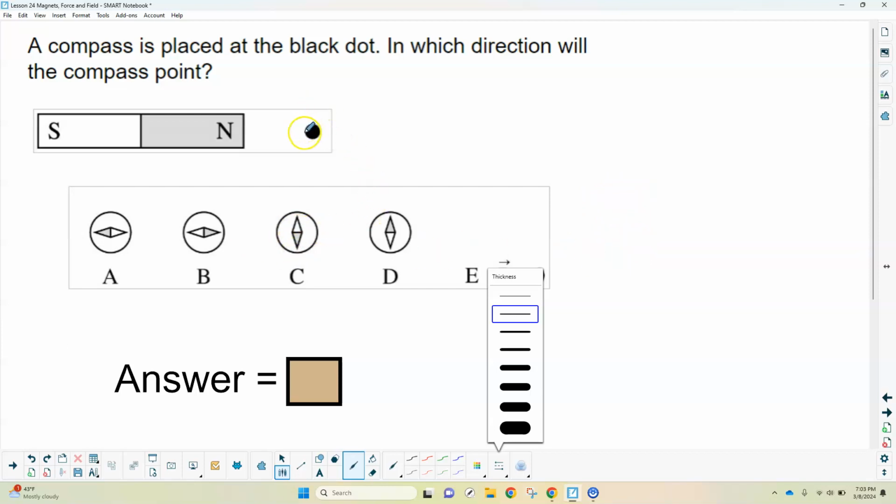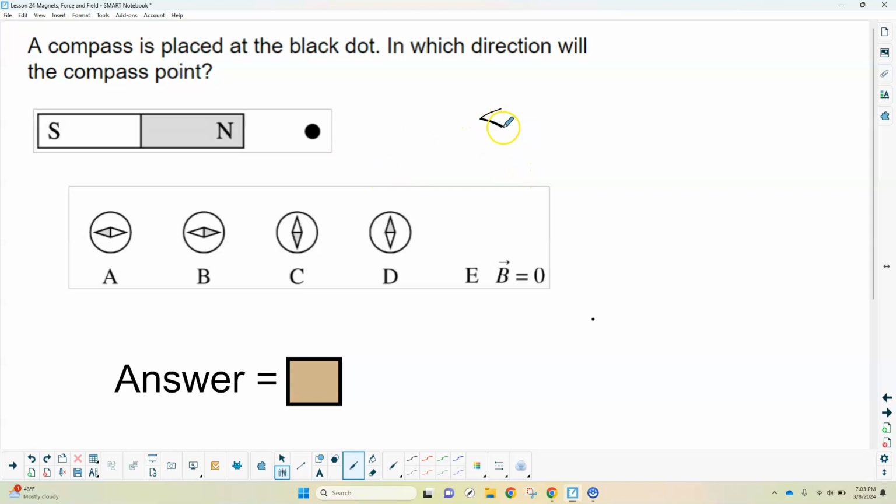And if we put a compass at this black dot, how would it orient itself? Again, the north end is the shaded-in end, and the white end is the south pole. I'm going to give you a second to answer. Which of these choices, A, B, C, D, or E, would show where the compass would point in this setup? If I put the compass here, how would it spin?